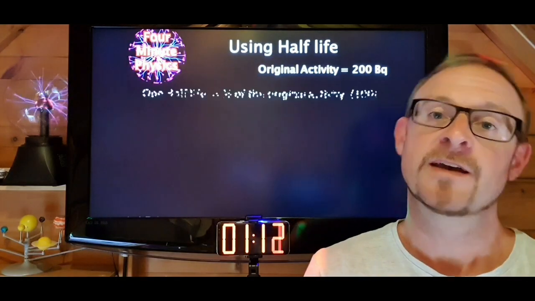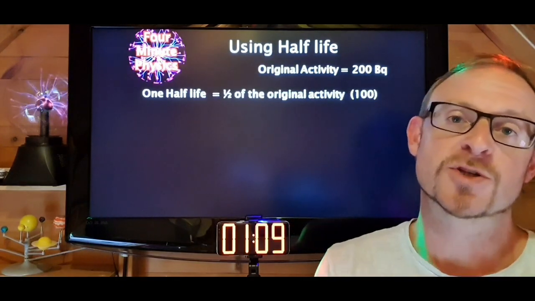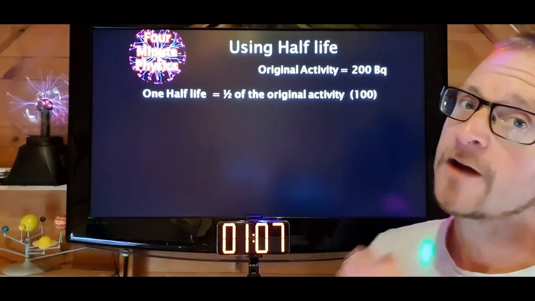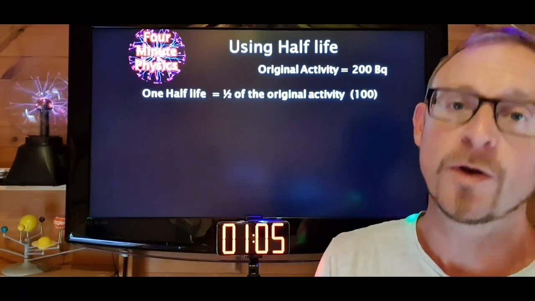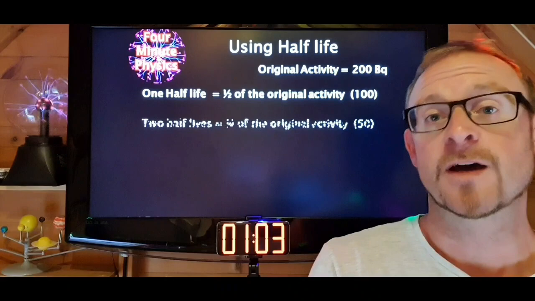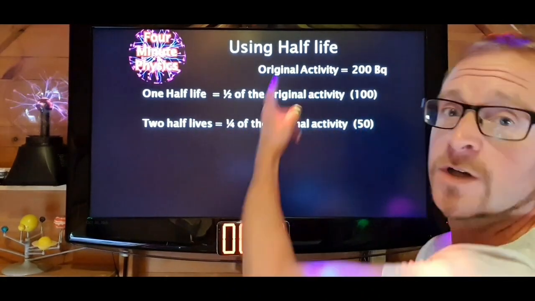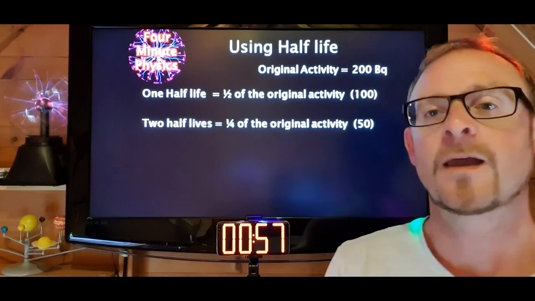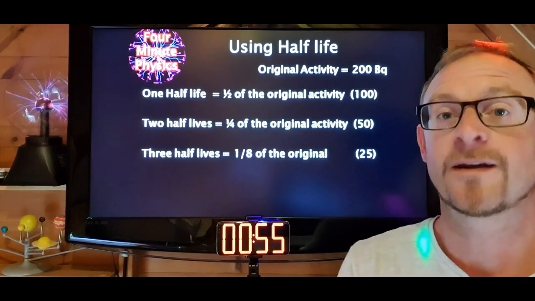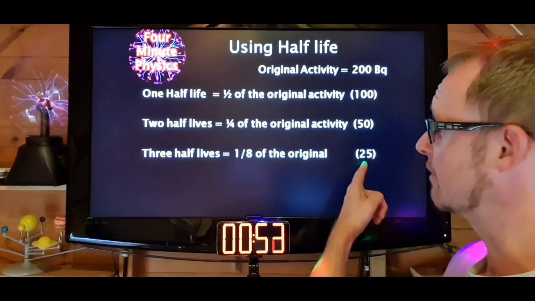We can also look at this continuing. So we start off with 200 becquerels here, and after one half-life we end up with only 100 becquerels. After another half-life we're now down to 50, which is a quarter of the original amount. After a third half-life we're now down to an eighth of the original amount, which is now only 25 in this example.